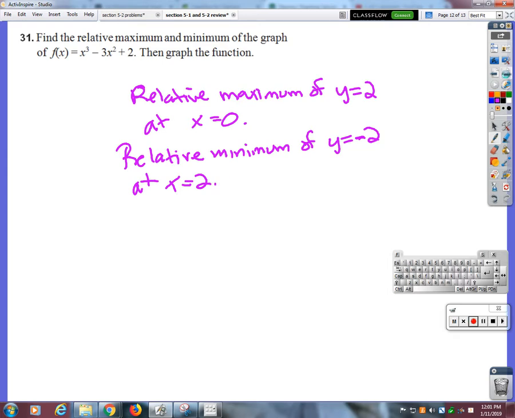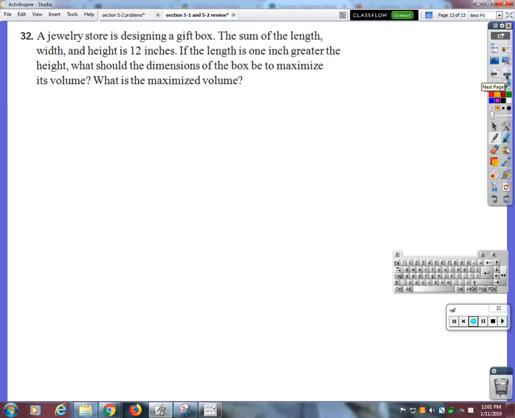All right, and then the last one. A jewelry store is designing a gift box. The sum of the length, width, and the height is 12 inches. Do you want to go L, W, and H, or do you want to go X, Y, and Z? X, Y, Z. Absolutely, Zoe. Thank you for asking so nicely. Okay, so we know that they add up to 12, so x plus y plus z equals 12. It also says the length is 1 inch greater than the height, so x equals y plus 1. Okay? What should the dimensions of the box be to maximize its volume, and what would that volume be?